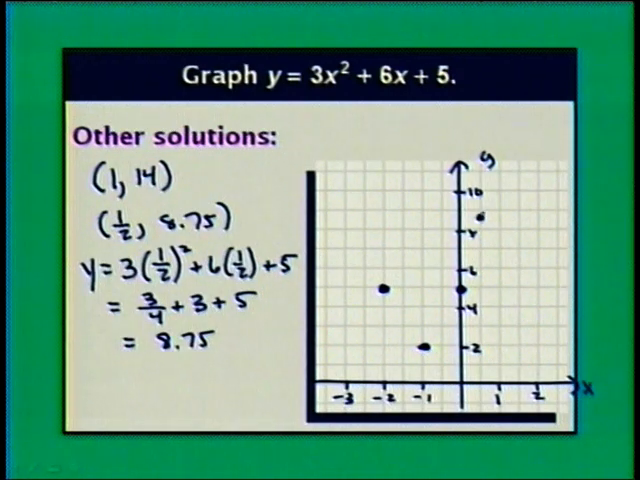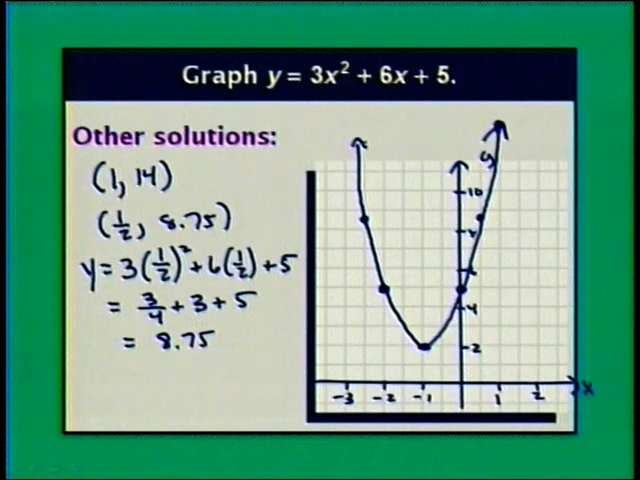So there's going to be a symmetric point that will be 3/2 away from my axis of symmetry. So 3/2 away from my axis of symmetry gives me another point. So putting this all together, I get a pretty decent sketch of my parabola.